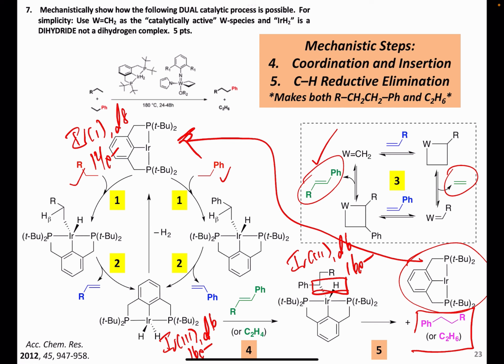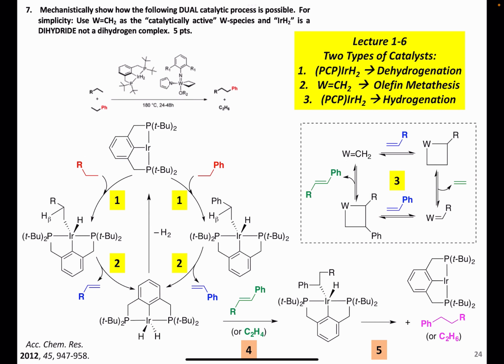This really is an extremely impressive process. In the question, it is a dual catalytic process, but there are really two catalysts. The iridium PCP pincers are doing two different reactions, both dehydrogenation and hydrogenation, while the olefin metathesis catalyst, the tungsten methylidyne, is doing olefin cross metathesis. This is how this catalytic process works.